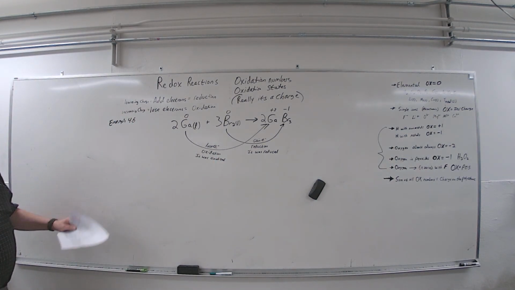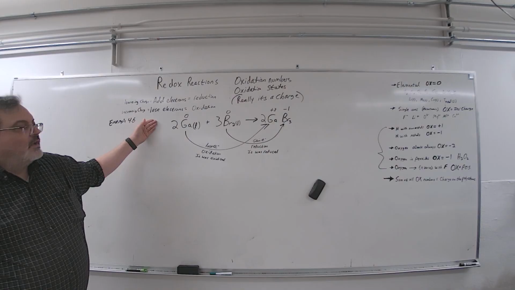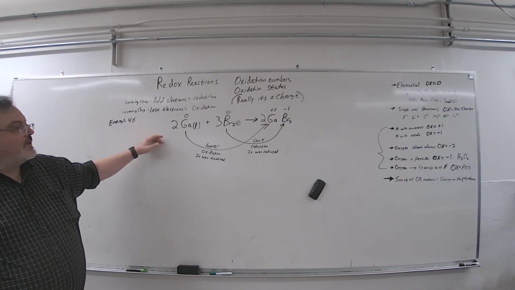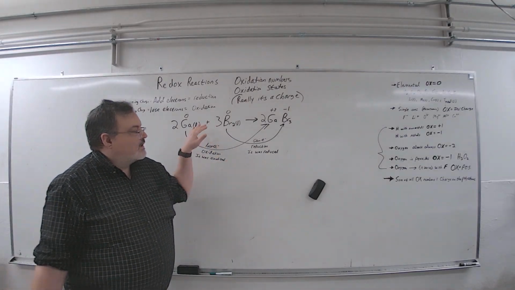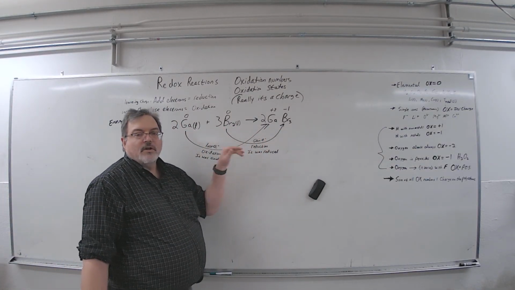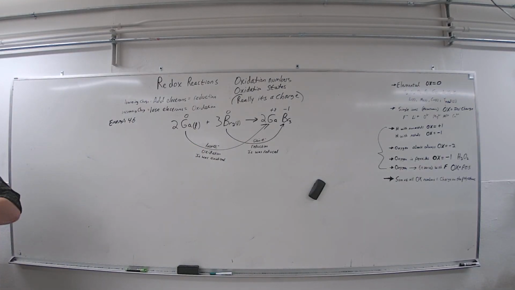So another question you could get is, you could be told, hey, here's a redox reaction. What was oxidized and what was reduced? And your answer would be gallium was oxidized going across here, and bromine was reduced going across here. You with me? One more twist. It is a twist, it's confusing.